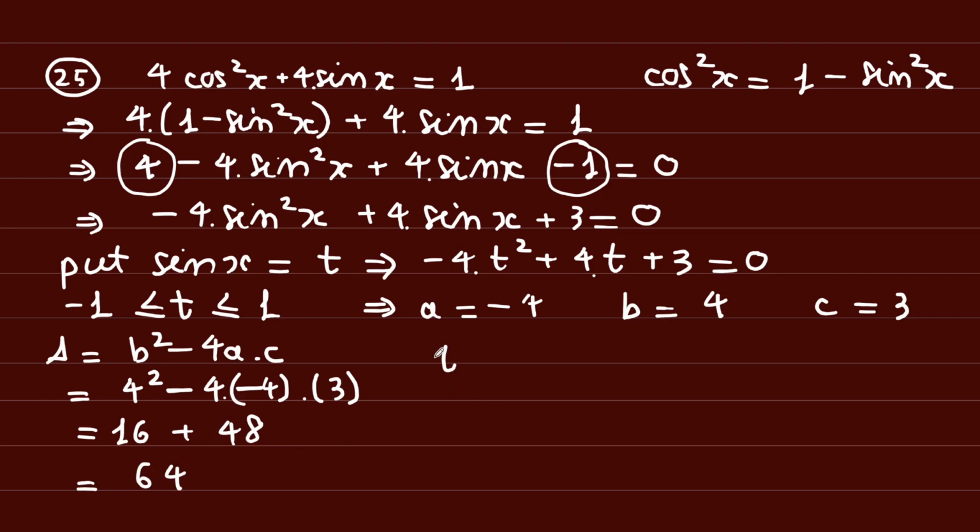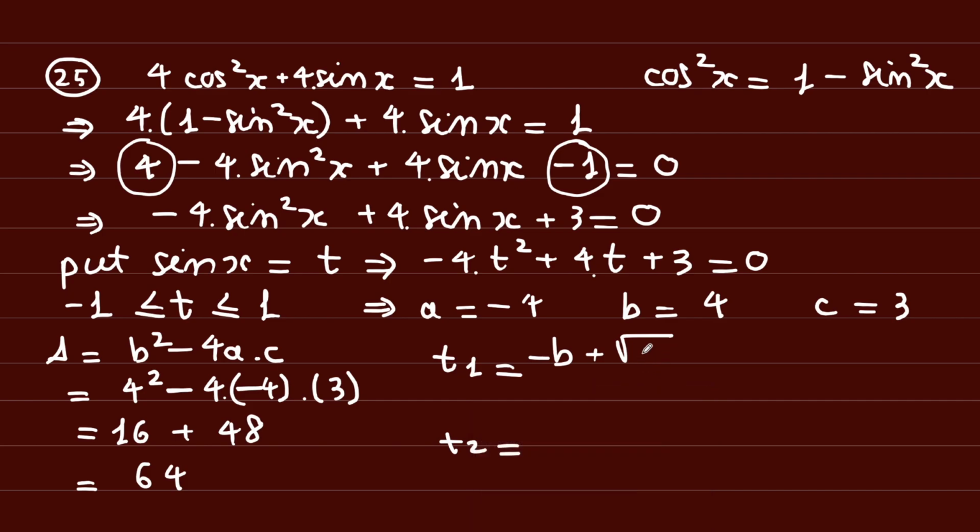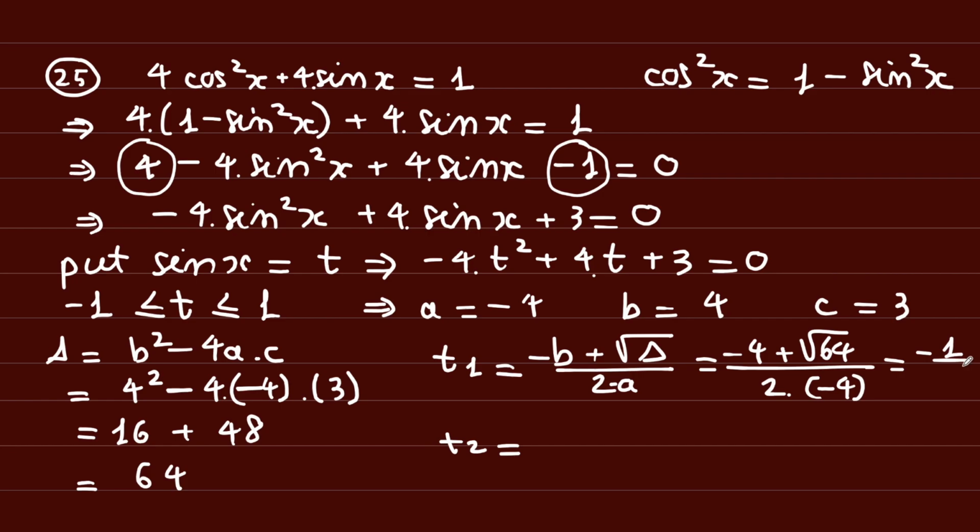And about the value for t, you got t1 and t2. The formula of t will be minus b plus square root of the discriminant, divide by 2a. I need to rewrite the formula first. And minus b means minus 4 plus square root of 64 divided by 2 times minus 4. And here is 8, here is 4, and 4 over here, you got minus 1 over 2. The next one will be minus 4.